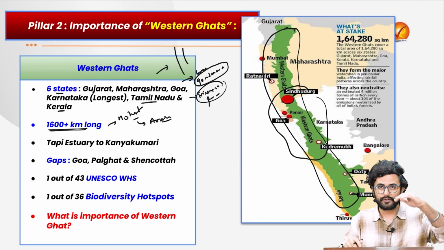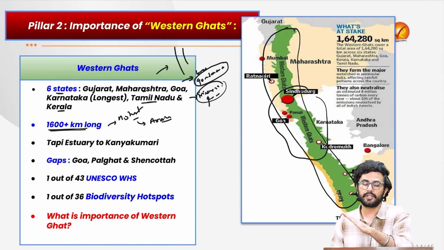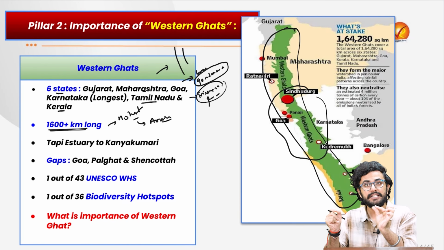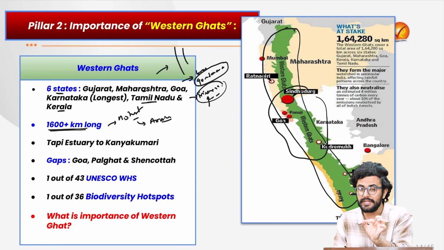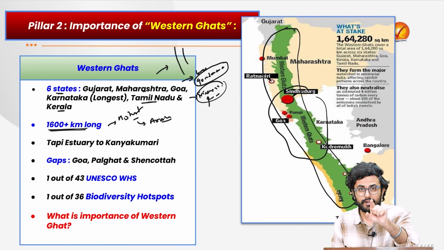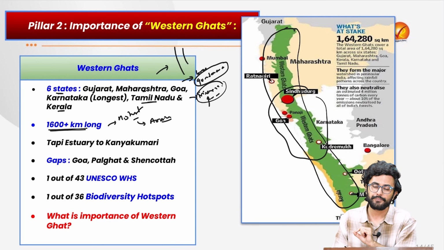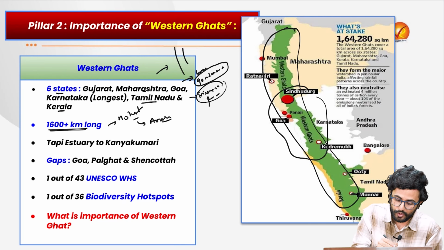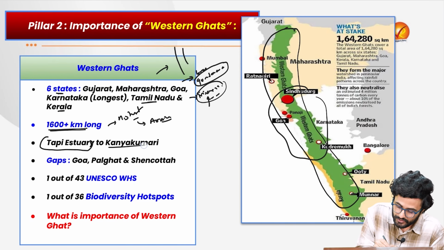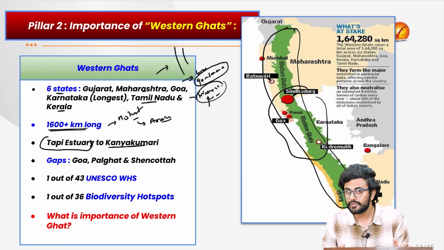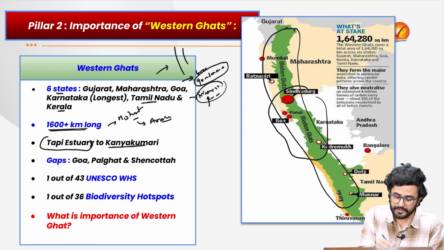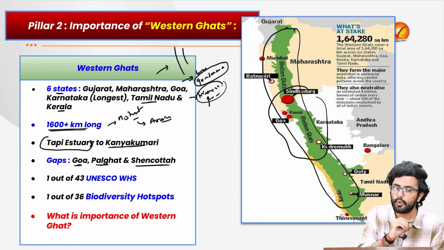Keep this in mind that towards the south they curve down a little bit and end up meeting the Eastern Ghat. So there is a place where Western Ghat and Eastern Ghat both meet. The question for the day is, what is the name of that particular place? Keep this in mind that they start from the Tapi estuary in the north and stretch up to Kanyakumari in the south, where they are not completely a continuous zone because there exist 3 major gaps: Goa, Palghat and Shenkotta.